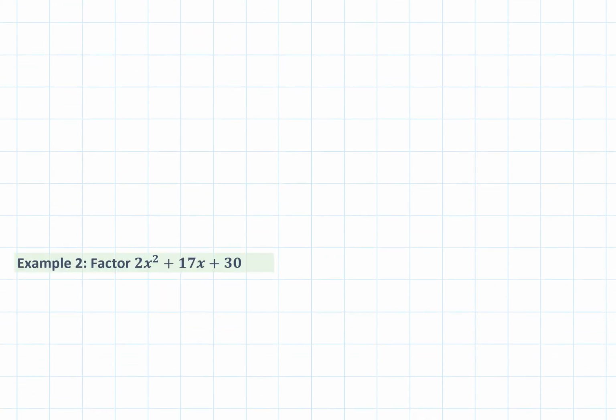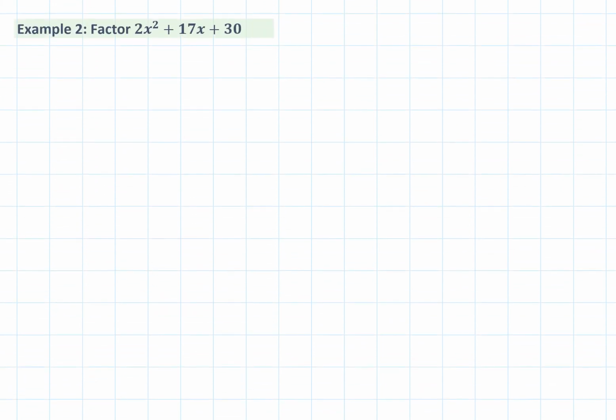But when the leading coefficient is not 1, like in example 2, you can either use the big X method and factor by grouping. If you want to do that, see your classwork packet. You are welcome to do so. Or you can guess and check. Let me show you what I mean.